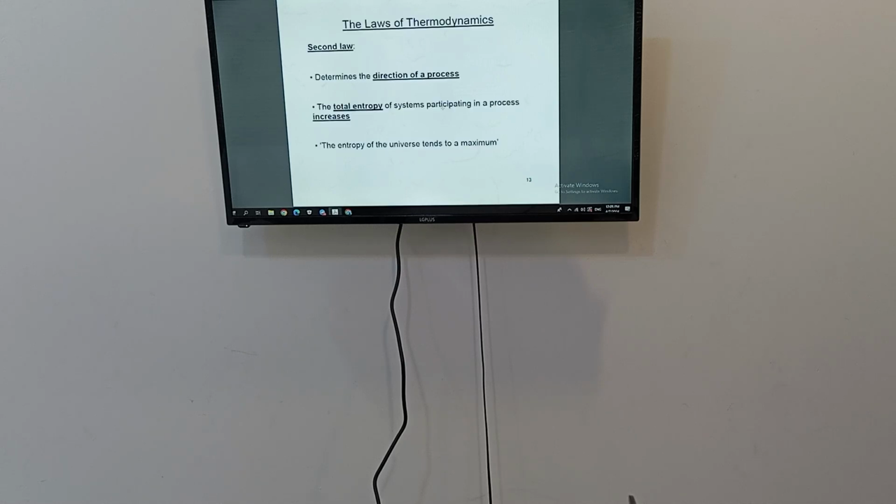Importance of entropy. Entropy is a measurement of randomness. It determines the direction of a process. The total entropy of a system participating in a process increases. The entropy of the universe tends to a maximum.